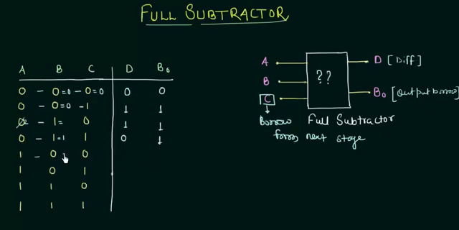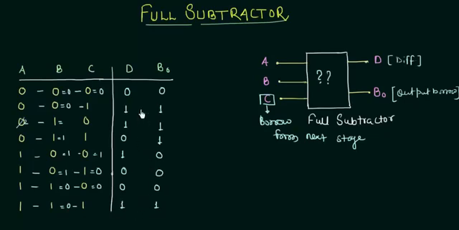1 minus 0 is 1, and 1 minus 0 is what? 1. So 1 is the difference, and you can see that there is no borrow involved, so the borrow will be 0. 1 minus 0 is again 1, and 1 minus 1 is what? 0, and there is no borrow, so difference is 0 as well as the borrow is 0. 1 minus 1 is 0, and 0 minus 0 is 0, so again both the difference and borrow is 0. 1 minus 1 is 0, and 0 minus 1, again a borrow will be involved to make this 0 2, so borrow is here, and 2 minus 1 is 1.